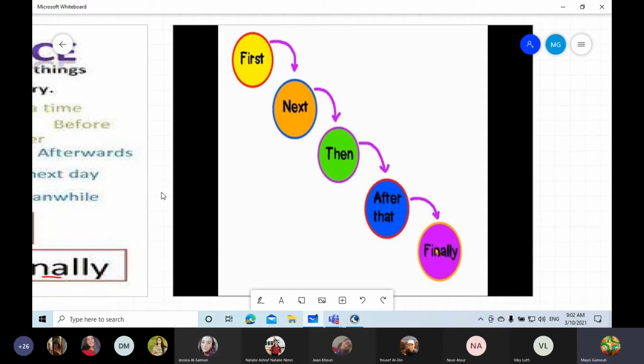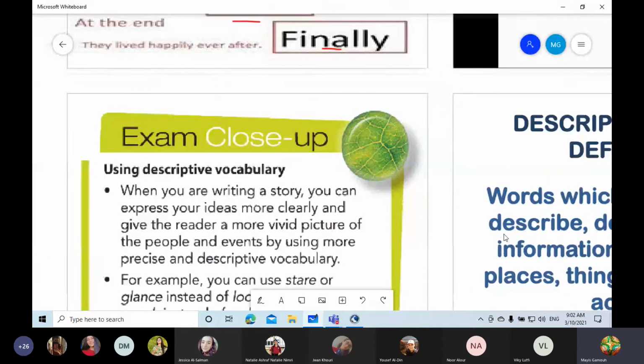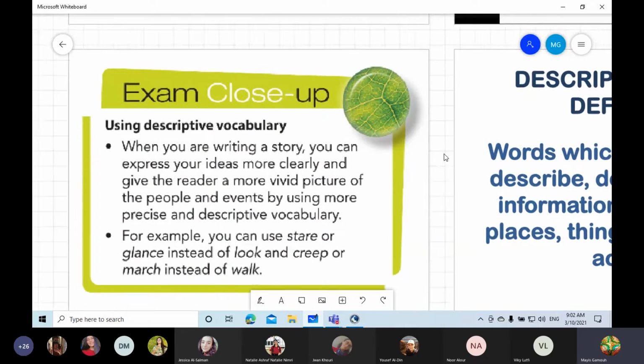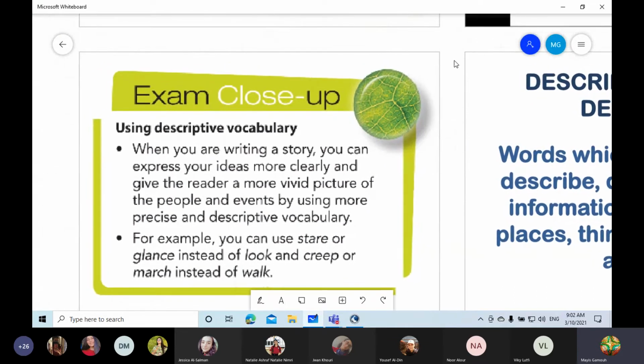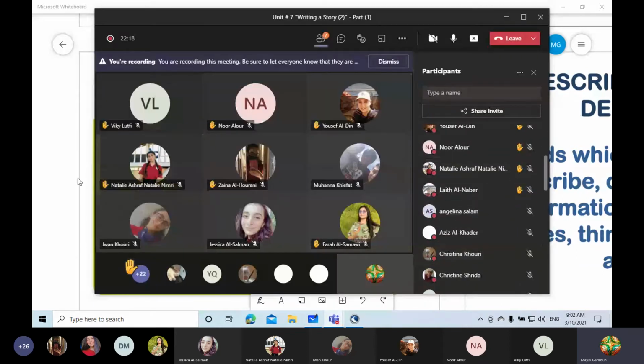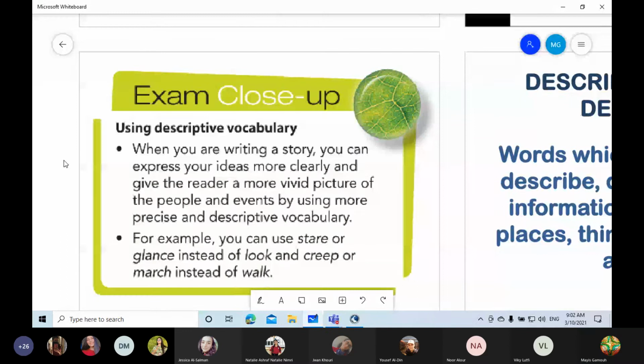Well, okay, so let's go to our next slide in here, and we are going deeper in our information in order to add to our information to write a good story in here. So who would like to read this slide for me? Let me see hands in here. I want Layth. Yes, teacher. Use descriptive vocabulary when you are writing.